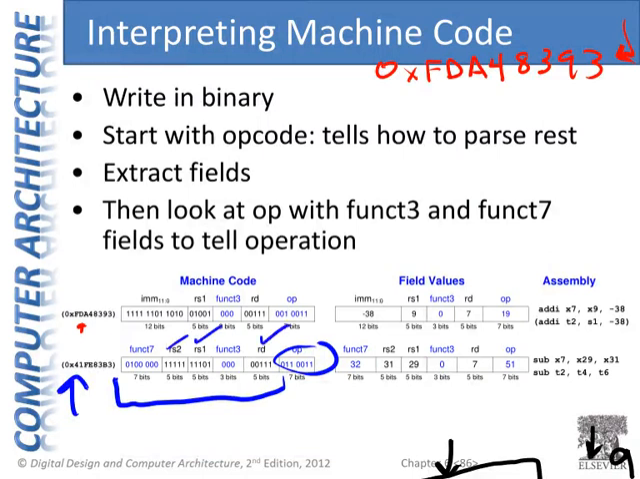So we have subtract X7, that's our RD field, X29, RS1, X31, RS2. And then I go look up those registers in the register table, and it ends up being subtract T2, T4, and then T6.